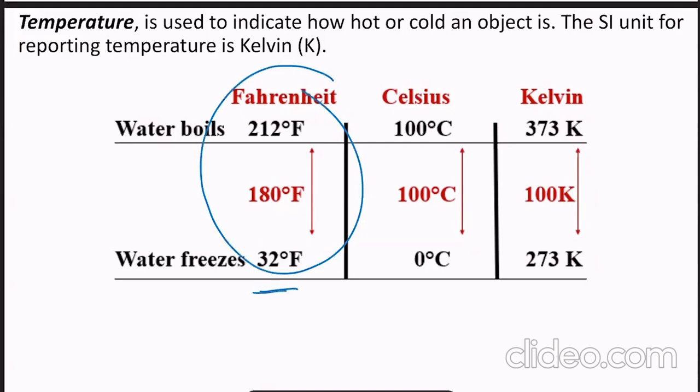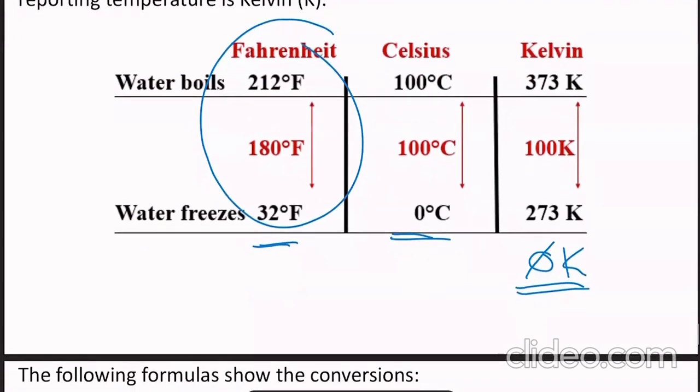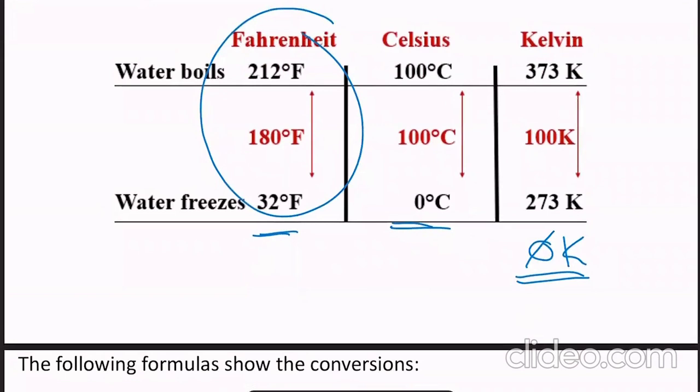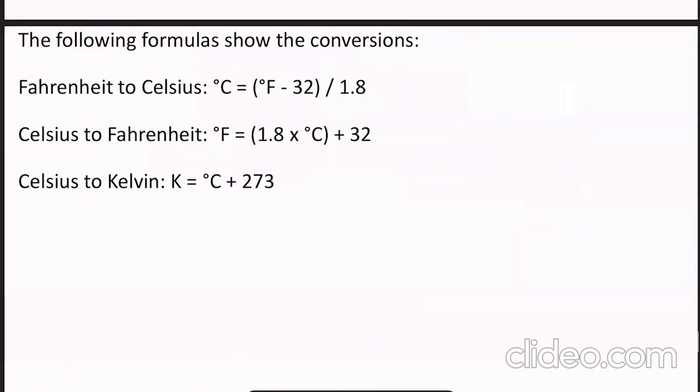One thing in common that Fahrenheit and Celsius have, though, is that they can go negative. I can go negative 10 degrees Fahrenheit, negative 20 degrees Celsius. But Kelvin, we cannot. Kelvin stops at 0 Kelvin. There's no negative in the Kelvin system, right? So we do need to learn how to convert from Fahrenheit to Celsius, Celsius to Kelvin, Kelvin to Fahrenheit. So here are these formulas here. You're going to want to write these down and keep these handy.